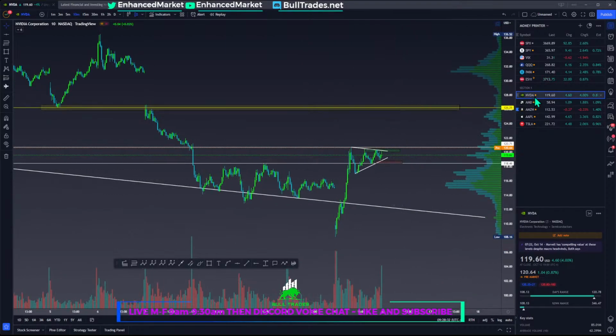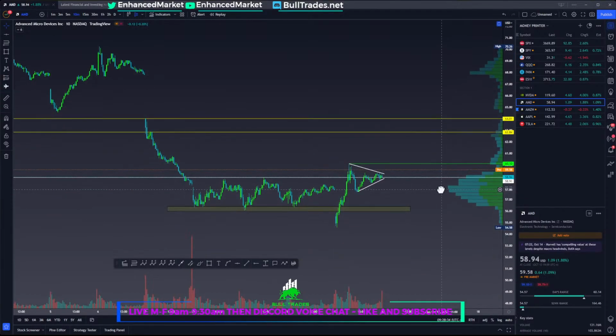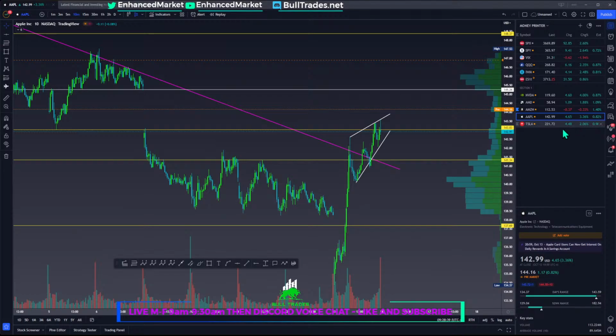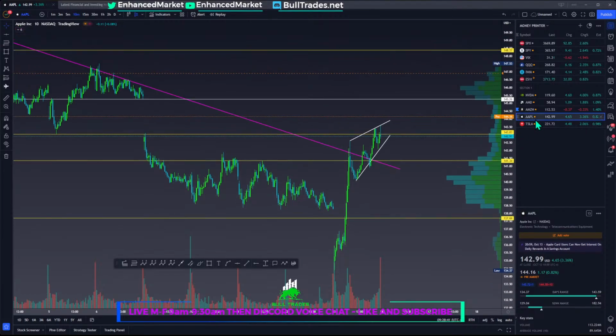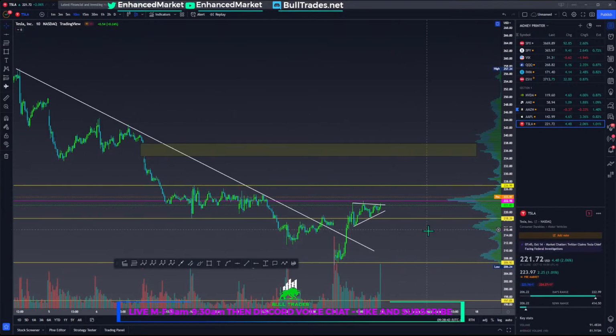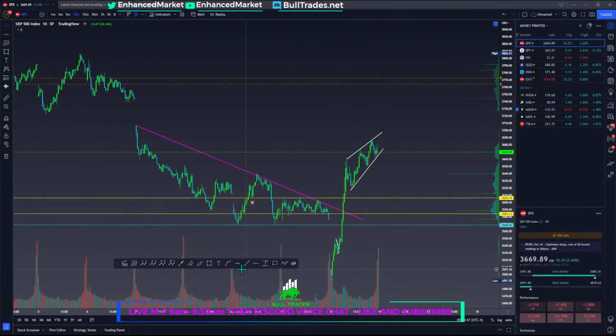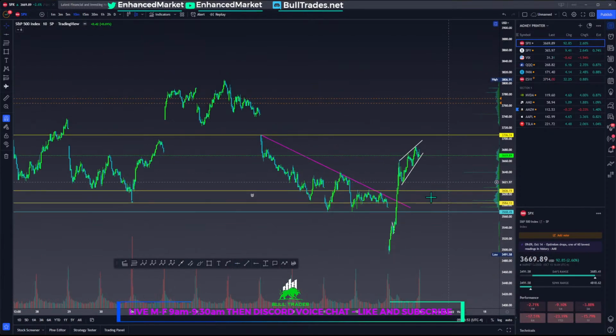Watching this at open: NVIDIA, AMD, Amazon's up already 1.4%. Apple watching, Tesla, SPY and SPX absolutely watching. Doesn't mean I'm taking a trade though.